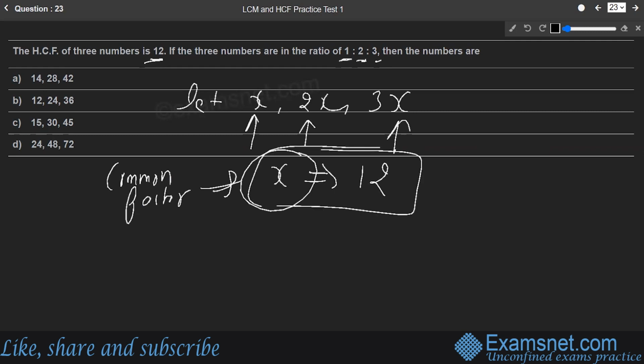So if the common factor X is 12, we can find out the numbers. First number is going to be 12 only. Another is 2X, so 12 times 2 is 24. Another is 3X, so 12 times 3 is 36. The numbers are 12, 24 and 36, which is available in option number B and becomes the right answer for us.